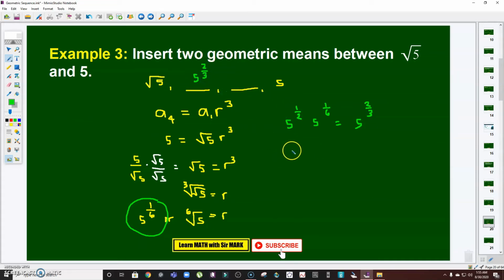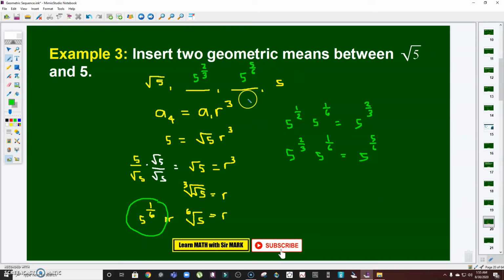To get the third term, yung second term natin na 5 raised to 2 thirds, multiply it by the common ratio again. Same base, you have to add the exponents. Clear? So 2 thirds plus 1 over 6 is actually 5 over 6. So this is 5 raised to 5 over 6.